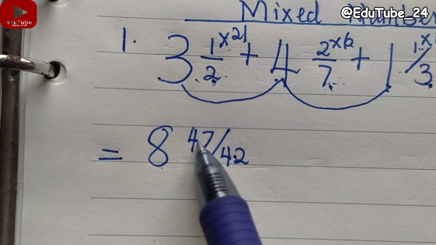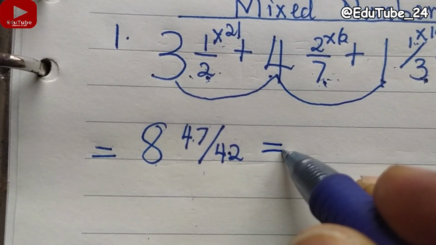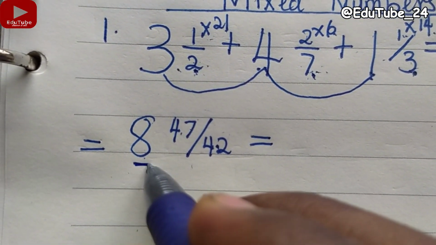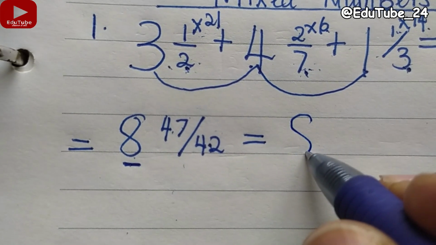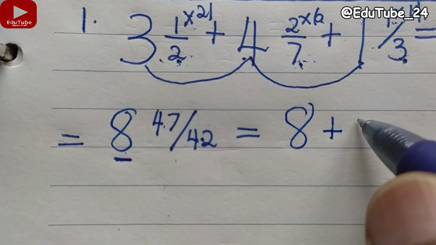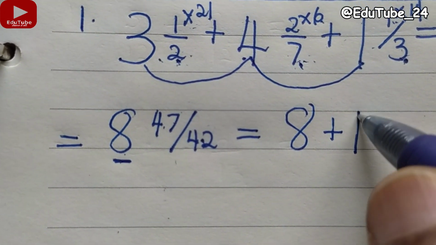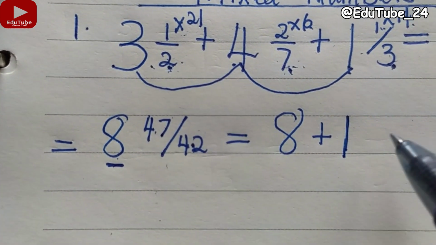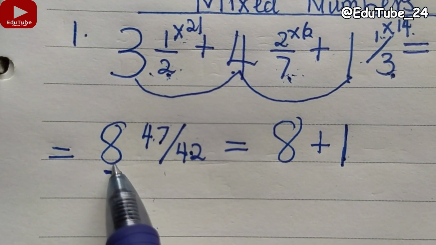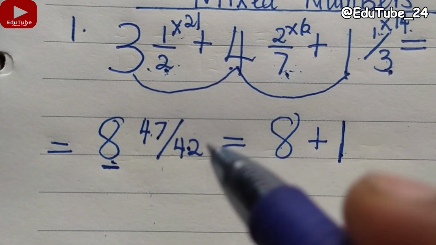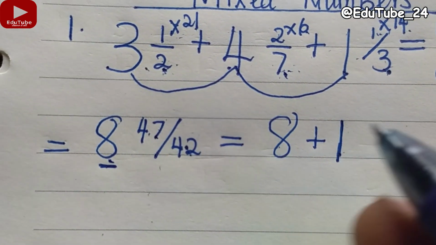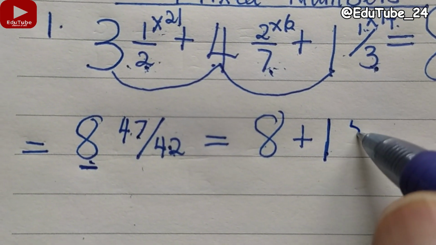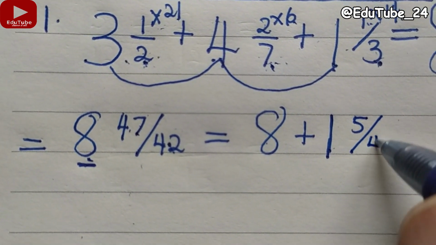I will say how many 42 goes in 47. Of course, that will give me 1 whole number. And remember, we already have 8 whole numbers. So I'll basically say 8 whole number plus the new 1 whole number. Where did we get this 1 whole number from? Don't forget, how many 42 goes in 47? That is 1 whole number. So we had 8 whole number before. Then if I take away 42 from 47, I'll be left with 5. So the remainder is 5 out of 42.